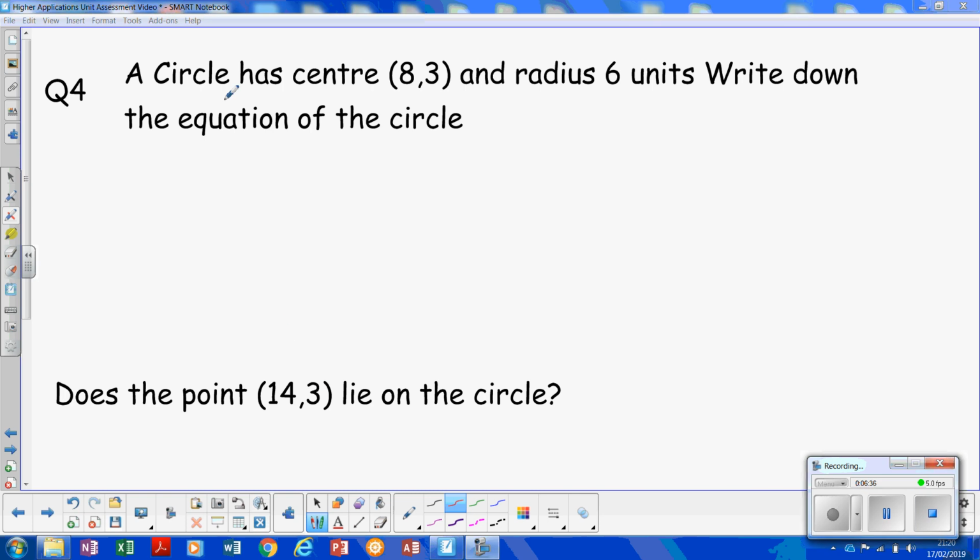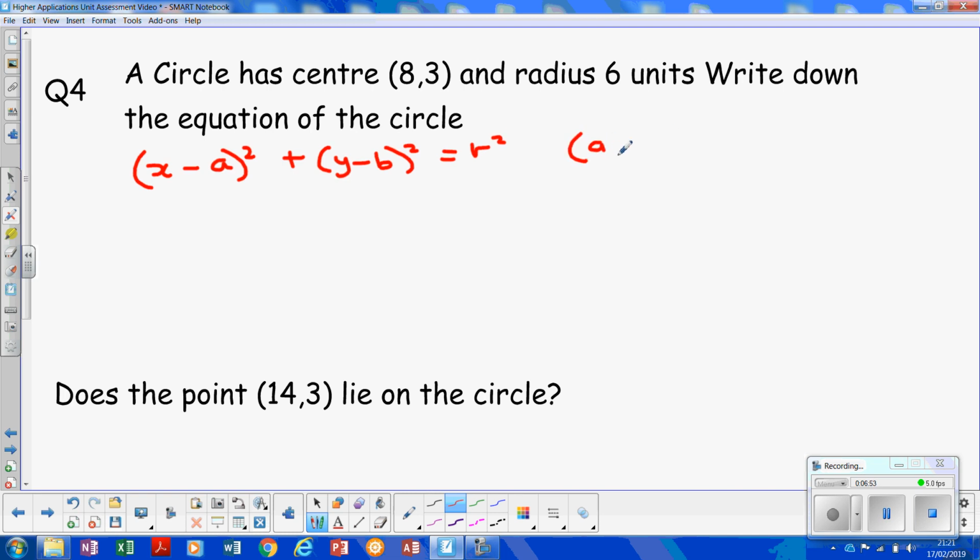Question 4. A circle has centre (8, 3) and radius 6 units. Write down the equation of the circle. So we know from our information sheet that the equation of a circle is (x minus a) all squared plus (y minus b) all squared, and that is equal to r squared. Now that's for a circle with centre (a, b) and radius r.